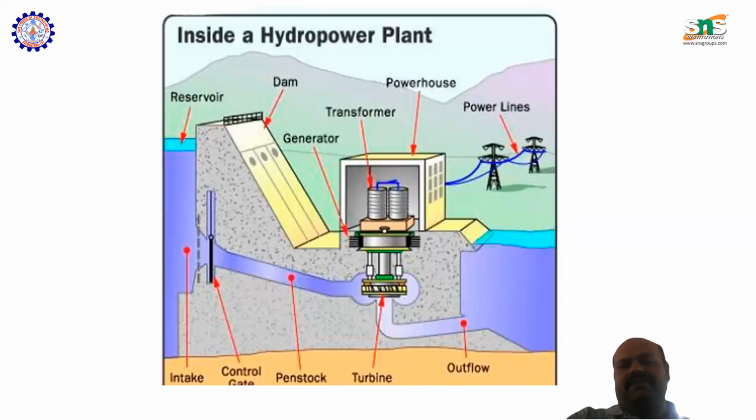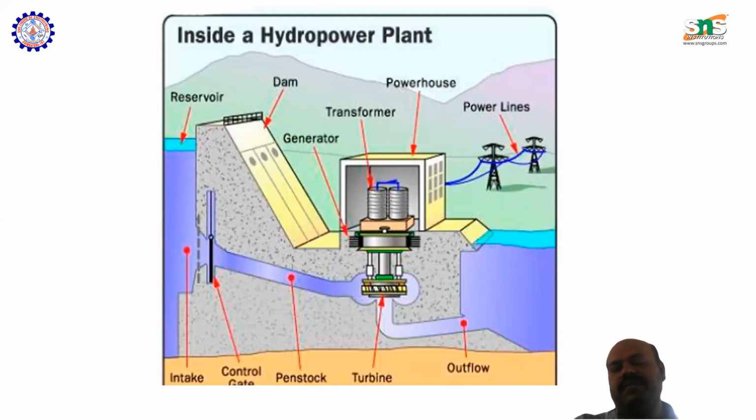So what exactly do we have inside a hydro power plant? It is nothing but the reservoir, the dam, the generator, transformer, powerhouse, and power lines. So here we have the intake, control gate, penstock, and turbine outflow. The water stored here has potential energy, and when it is released through a control gate with high pressure from the penstock, it hits the turbine. The turbine may be a reaction turbine or an impulse turbine. Here it is actually a reaction turbine, which starts rotating.